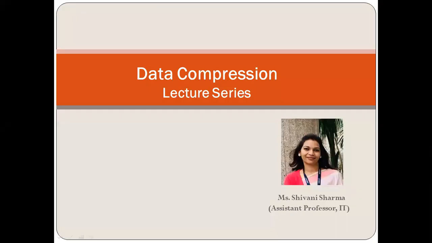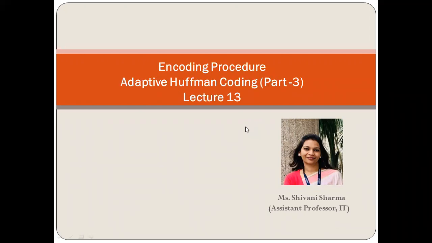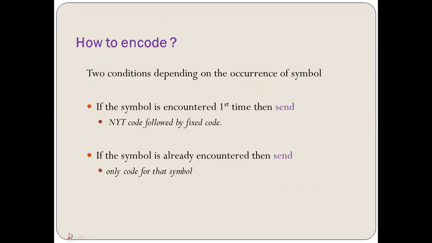So in today's lecture, we are going to learn the encoding procedure of adaptive Huffman coding. In adaptive Huffman coding, the encoding procedure is done after the updation of the tree. As we have already seen how to update the tree in the previous lecture, you can go through my video also. In the earlier video, I have explained the updation of tree in adaptive Huffman coding. Now we are going to see how we are going to encode.